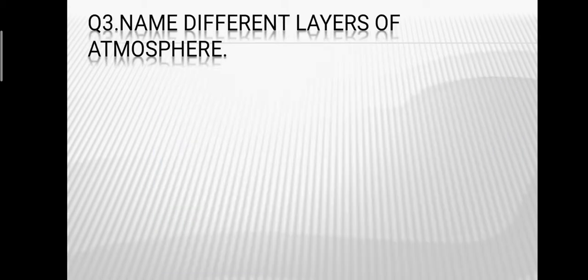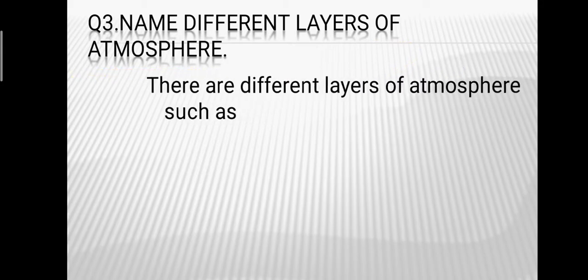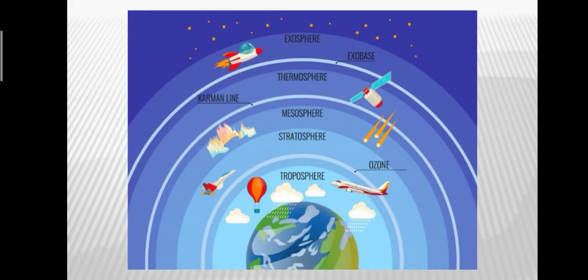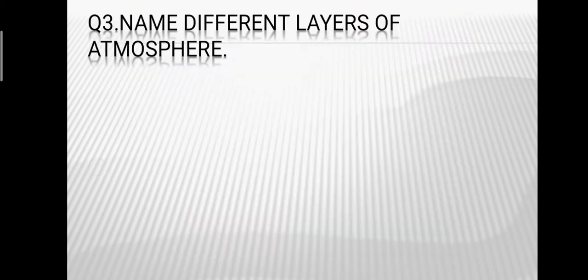Now we have our new question, which is to name the different layers of atmosphere. We have discussed this also, that there are different layers of atmosphere, but in your level we have discussed only two, such as troposphere and stratosphere. But here you can see I have shown you all the five layers of atmosphere, that is troposphere, stratosphere, mesosphere, thermosphere, and exosphere.